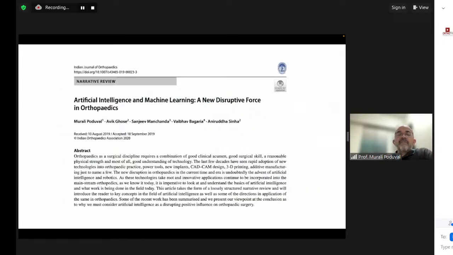And when we wrote a paper back in 2019-20, it was published online in 2019 and assigned to an issue in 2020 on artificial intelligence and machine learning being a new disruptive force in orthopedics. I wrote it along with a couple of colleagues from my organization. I work for a technology organization. And when we wrote this paper, there was hardly any literature on the subject out there.